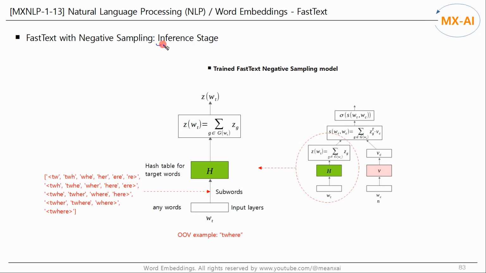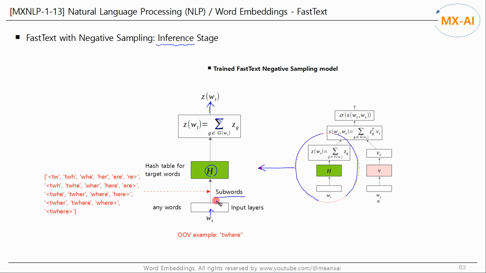Next, let's look at the inference process. Once training is complete, only the left side of the model, that is the target side, is used during inference. This is the final inference model. When a word is fed into the input layer, it is decomposed into character n-grams. The corresponding subword vectors are then retrieved from the hash table and summed together. This gives us the embedding vector for the input word.